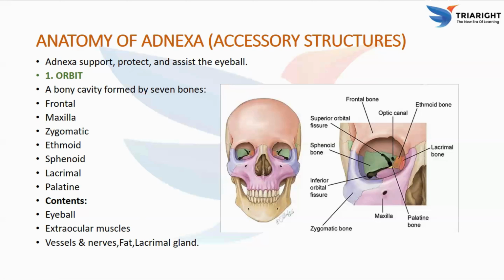The vessels of the orbit are the ophthalmic artery and ophthalmic vein. And there are nerves like the second cranial nerve, optic nerve, third cranial nerve, oculomotor nerve, fourth cranial nerve, trochlear nerve, fifth cranial nerve, trigeminal branches, and sixth cranial nerve, abducens nerve. Fat cushions and supports the eye, whereas the lacrimal gland produces the tears. So these form the contents of the orbit.